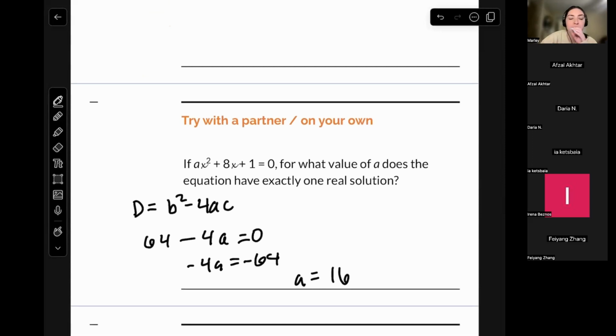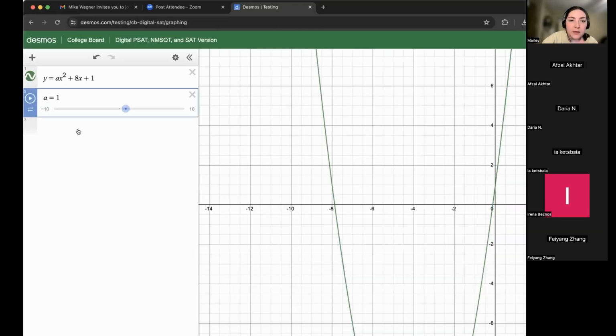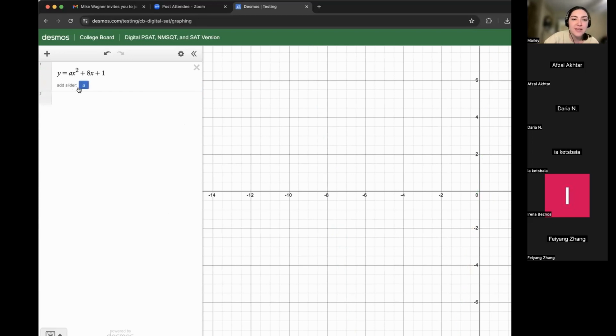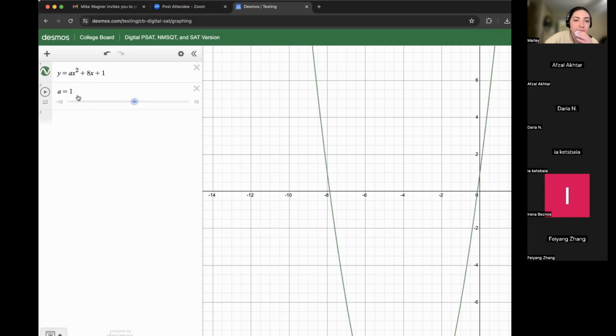Let's just say, all of a sudden we're taking the test and we don't remember this formula. We're sitting here, looking at this question, like, what do they mean? How am I gonna find A? When they're saying one real solution, what does that mean in terms of a quadratic? Like if I had to solve this by looking at it on Desmos, let me pull that up. So when we type this in Desmos, whenever you put an extra variable that isn't X or Y, as long as you have an X and a Y variable, it asks you to add a slider. So I did that.